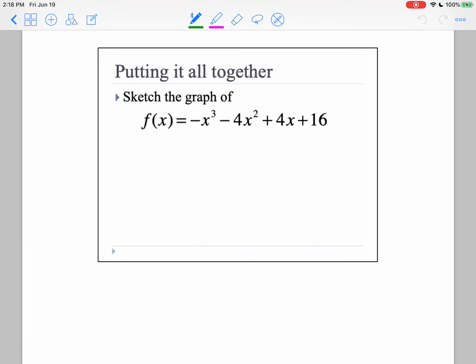Hey everybody. In this next video, we're going to put everything together that we talked about in the previous videos about polynomials to sketch the graph, okay? So the first thing we want to do is, looking at this graph in the form that it's in, we can determine the end behavior.